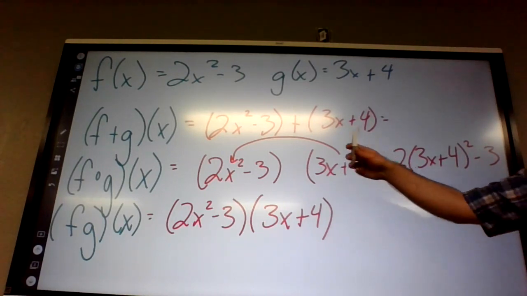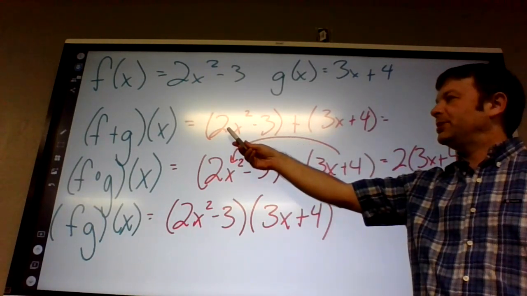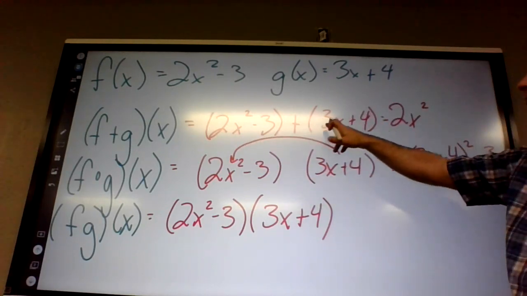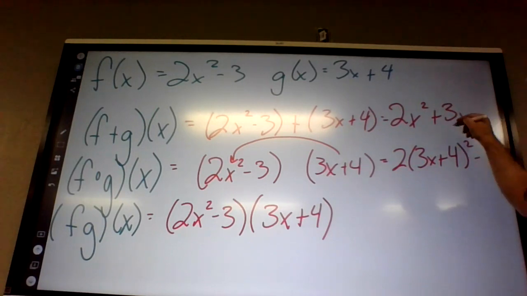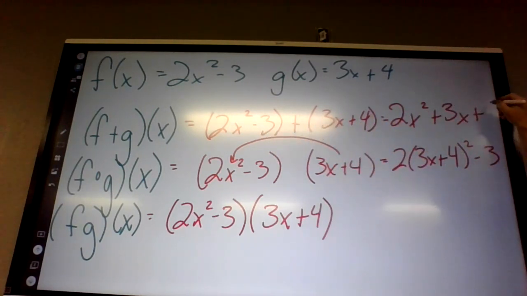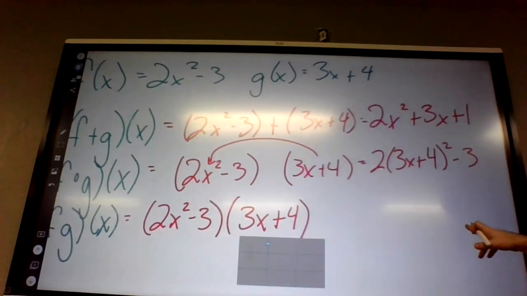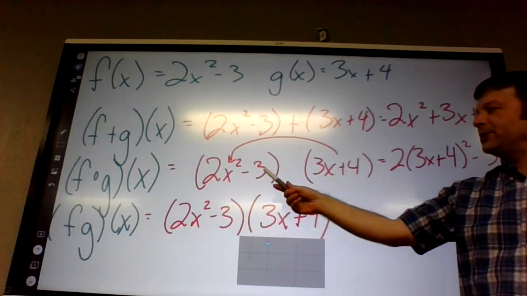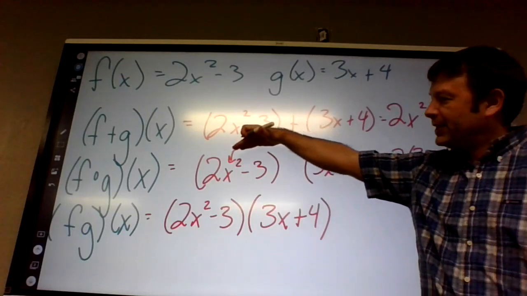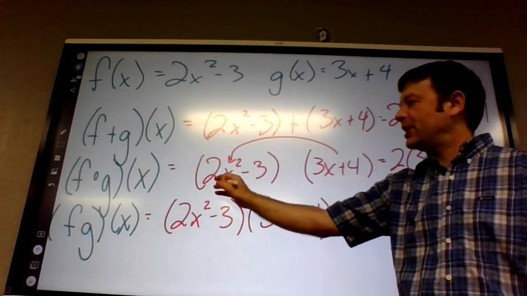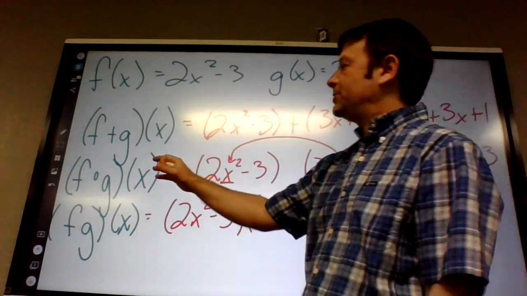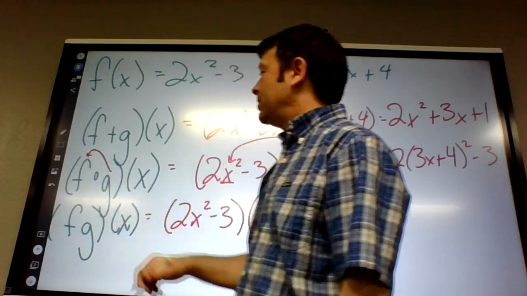So on the top, remember when you're adding or subtracting, you can only combine like terms, right? So 2x squared is by itself. Plus 3x, that's by itself. Negative 3 plus 4 plus 1. Okay, does this make sense what I did on number 2 here? I put the g function into the f function where the x used to be. That's what that means. The g function goes into the f function.